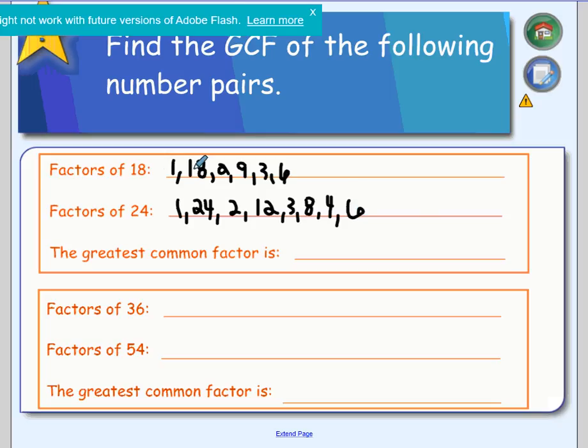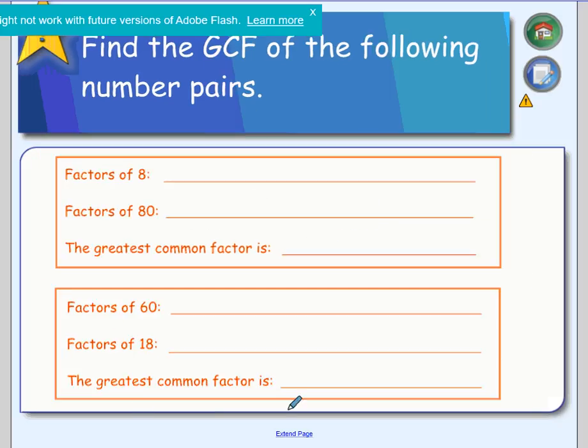So my common factors would be 1, 2, 3, and 6. My largest number that they have in common is 6, so that is my greatest common factor. I'm going to let you try the factors of 36 and 54 on your own. Same thing here, I'm going to let you practice it. I think you have a good handle on how to do this.